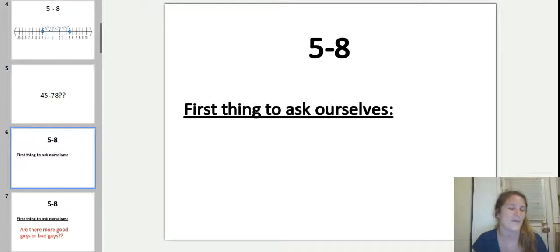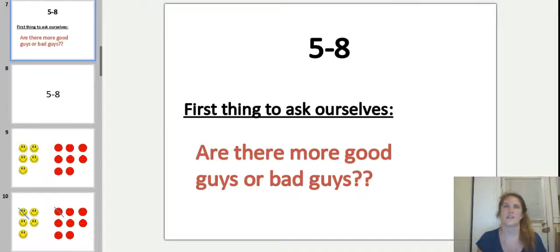We're going to go back to the same problem. We're not going to do that one too hard right now. We're going to do 5 minus 8 again. First thing we're going to ask ourselves, are there more good guys or bad guys? We've already asked ourselves this, so I'm going to speed through it. There are more bad guys, so our answer is going to be negative. We'll put that negative sign in right away.